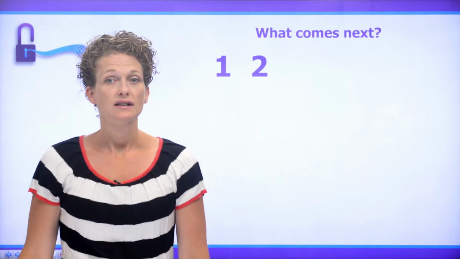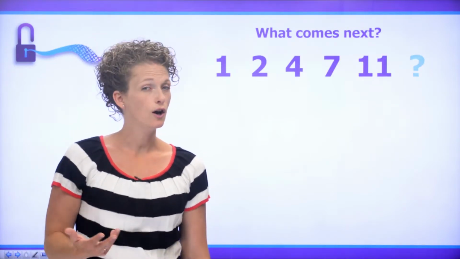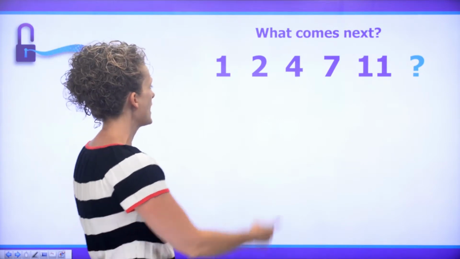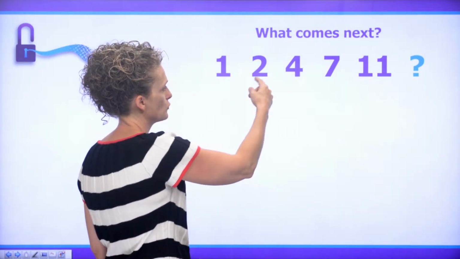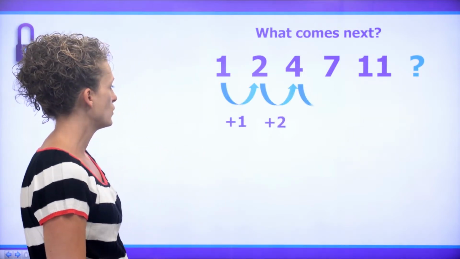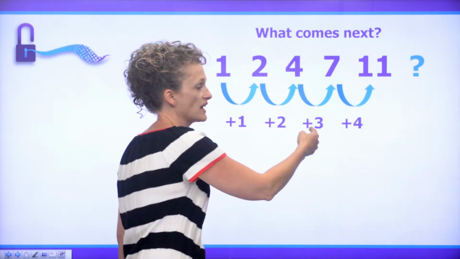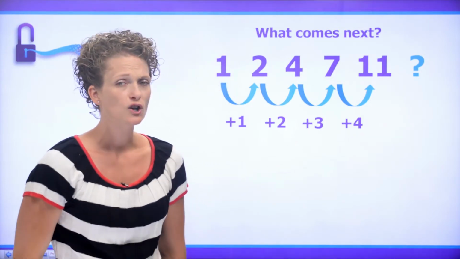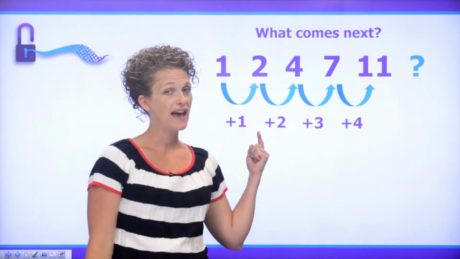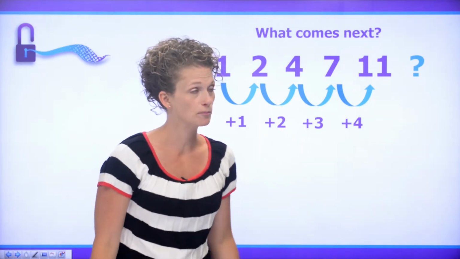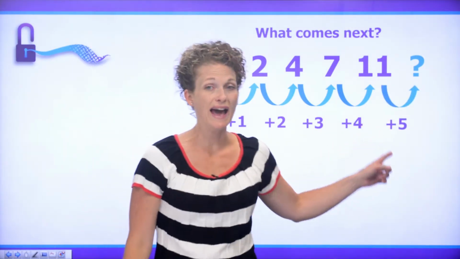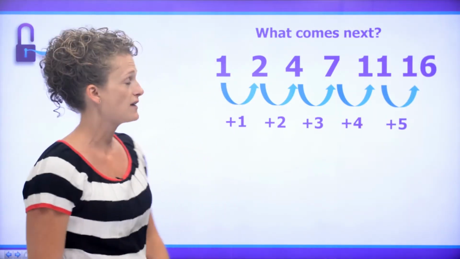So now in this set of numbers, what comes next? It's not always easy to just pick out what the pattern is. So how did we get from 1 to 2, from 2 to 4, from 4 to 7, and so on? Well, from 1 to 2 we added 1, then we added 2, then we added 3, and then we added 4. So we can see that when we added, we actually have the pattern in the addition part. So we would expect that the next number would be found by adding 5. So 11 plus 5 is 16.